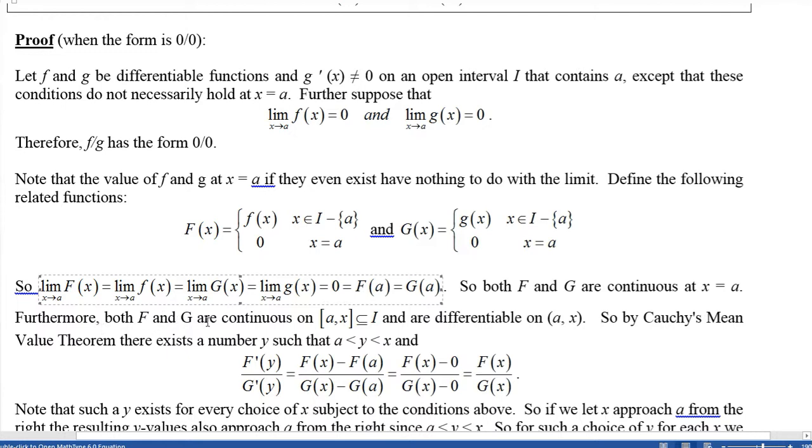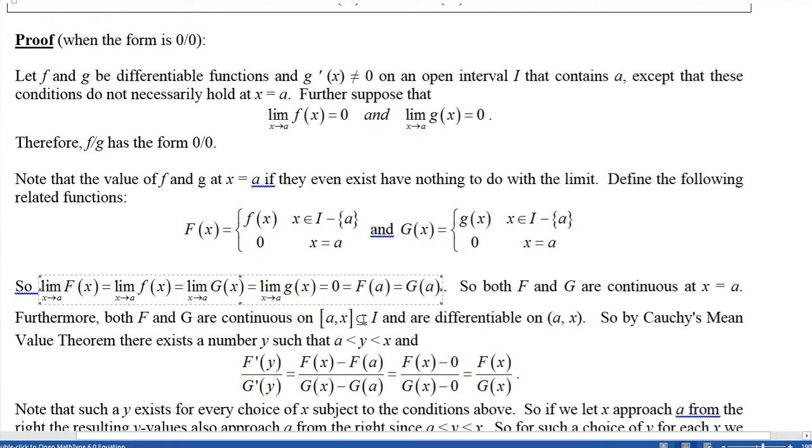So that means we can apply any theorems that we might have about continuous functions. So furthermore, f and g, since they're differentiable on the open interval I, are going to be continuous certainly on an interval from a to x, which is some subset of I. And they're differentiable on that open interval from a to x, where x is any number that will make it fall inside that interval.